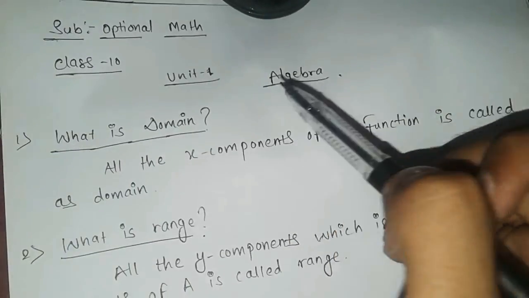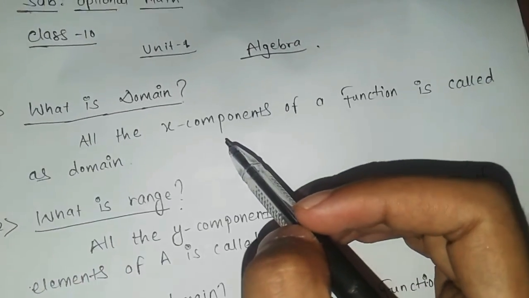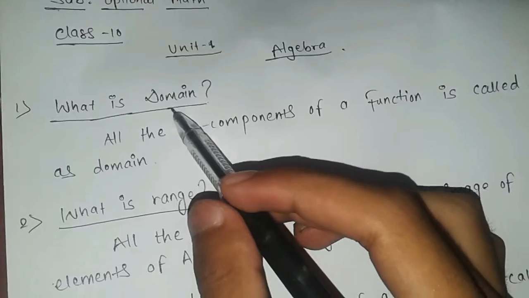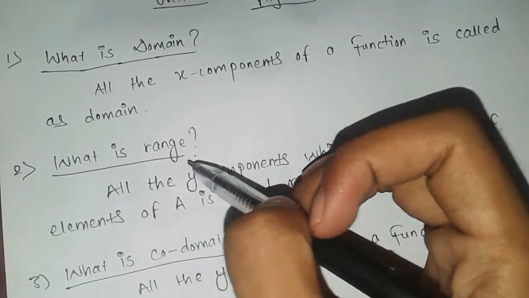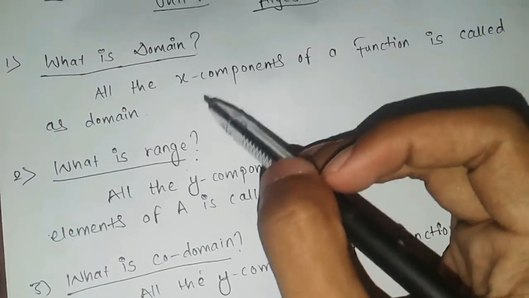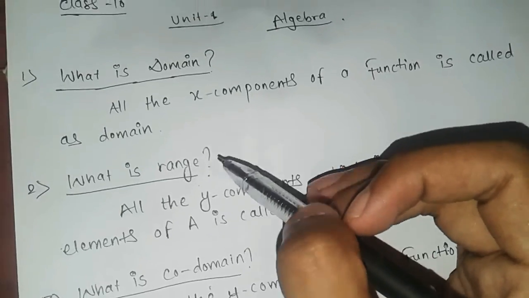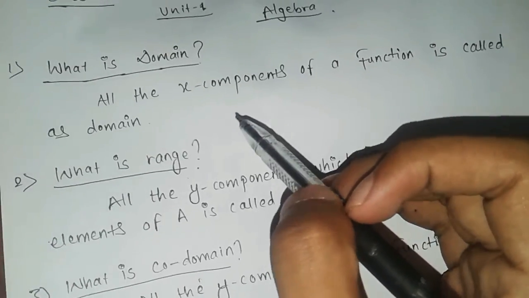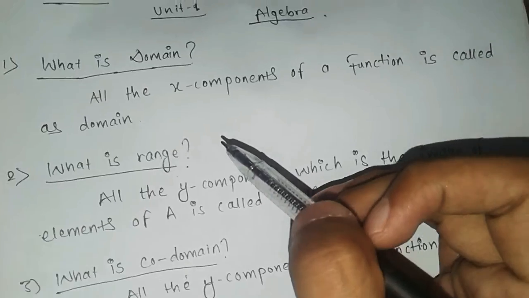This is for optional math of class 10, unit algebra, unit first. In this video I'm going to cover domain, range and codomain. We'll do these three topics, and then we'll go with another topic after this video.